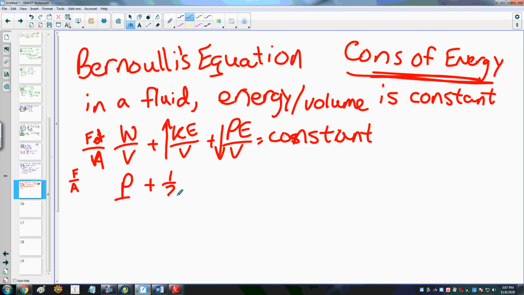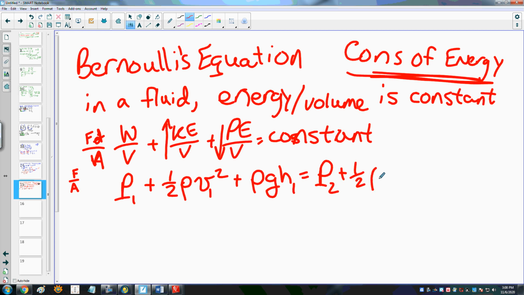Plus 1/2 rho V squared. Remember, kinetic energy is 1/2 m v squared over volume. That m over V becomes a rho. Plus rho g h. If I'm thinking about one particular place, I would put a 1 subscript, and then this is going to be equal to P2 plus 1/2 rho V2 squared plus rho g h2.